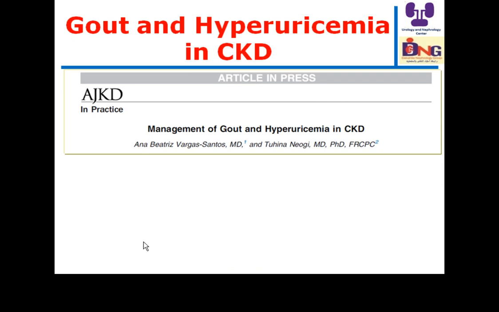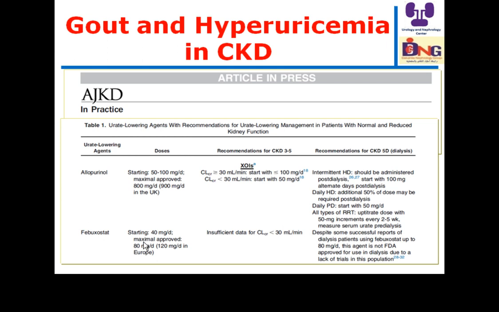Another interesting article that is in press is on the management of gout and hyperuricemia in chronic kidney disease, and I advise and recommend that all nephrologists read this article because it includes many practical points, including modification of drugs like allopurinol and febuxostat. Here, if you look at allopurinol, the starting dose is 50 to 100 milligram. The maximal dose is 800 milligram per day.